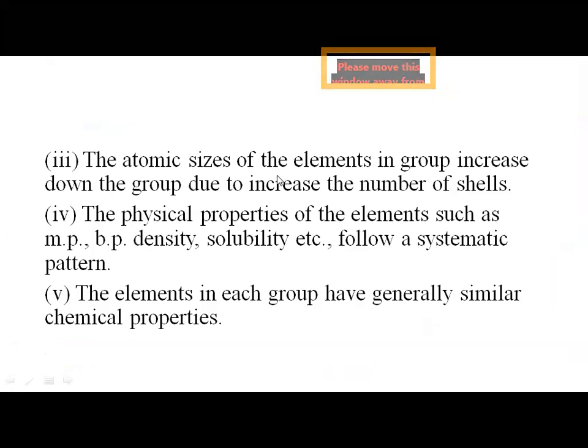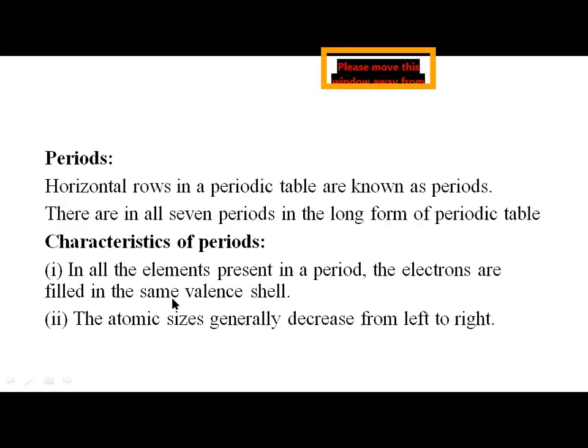So the atomic sizes of the elements in the group increase down the group due to the increase in the number of shells. The physical properties of the elements such as melting point, boiling point, density, solubility, etc., follow a systematic pattern. We'll discuss when we discuss the trends in the periodic table. The elements in each group have generally similar chemical properties. Now, what are periods?